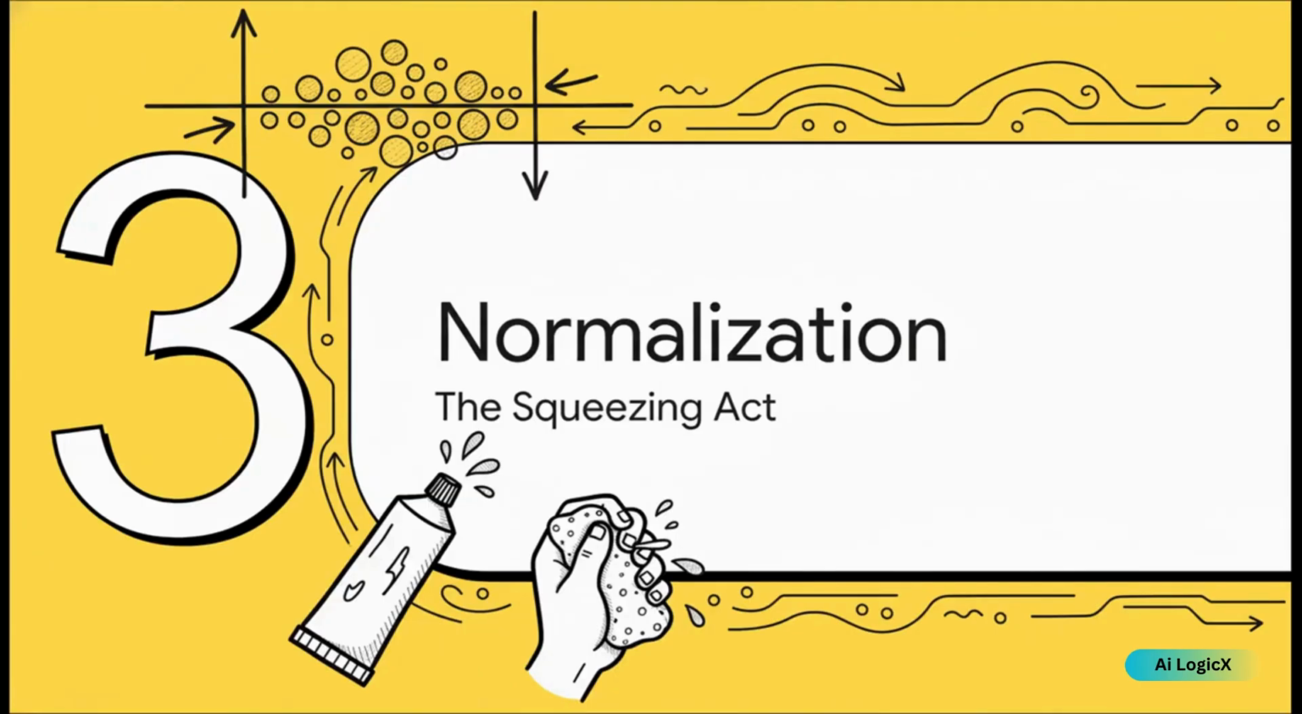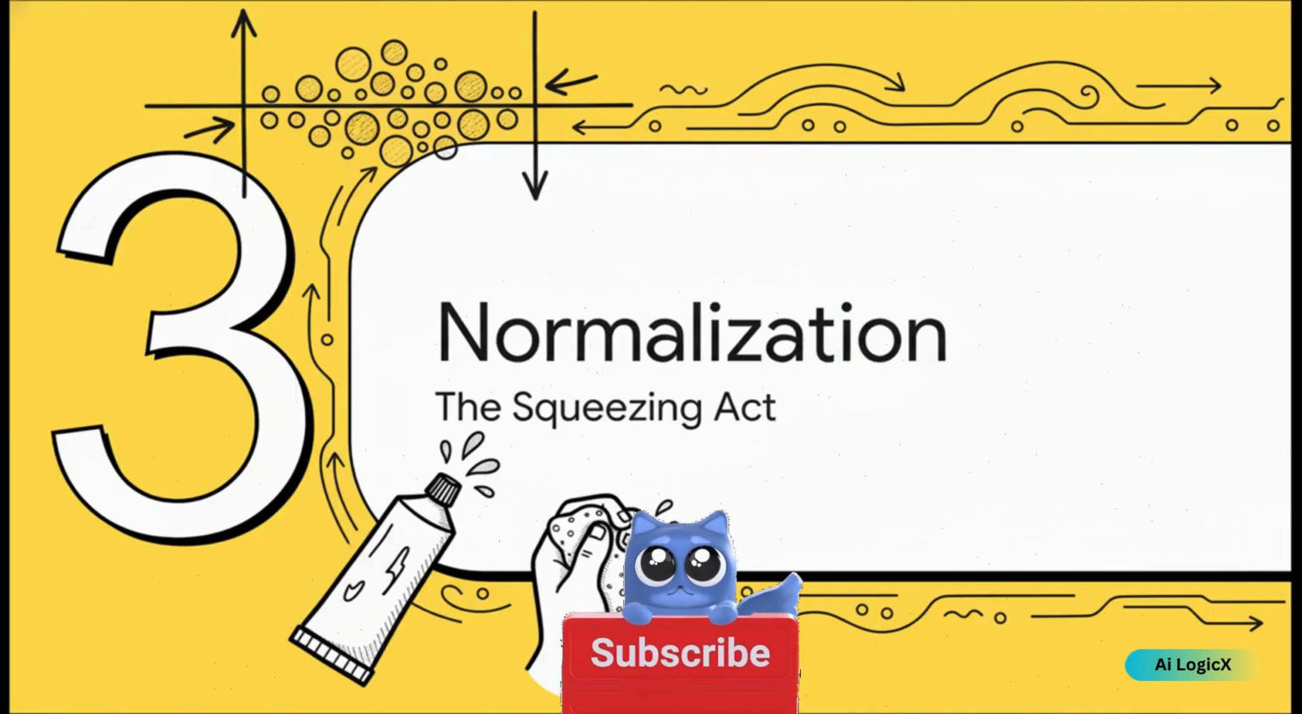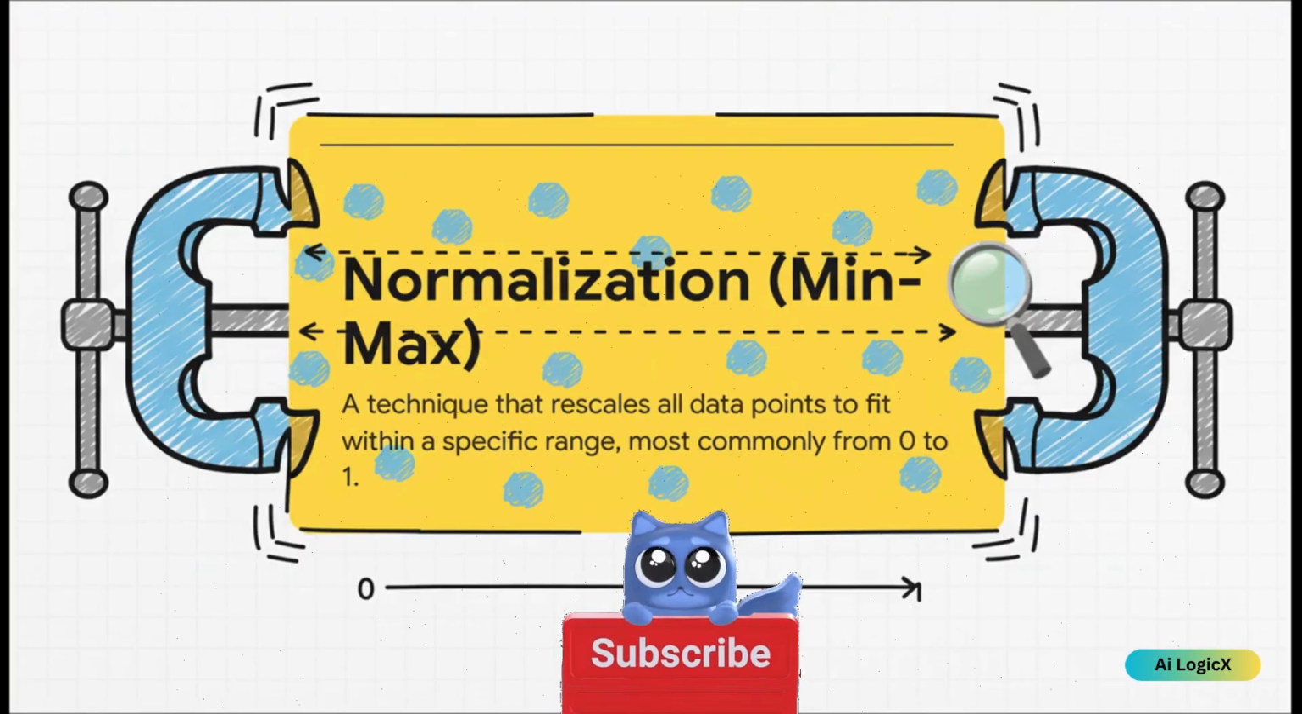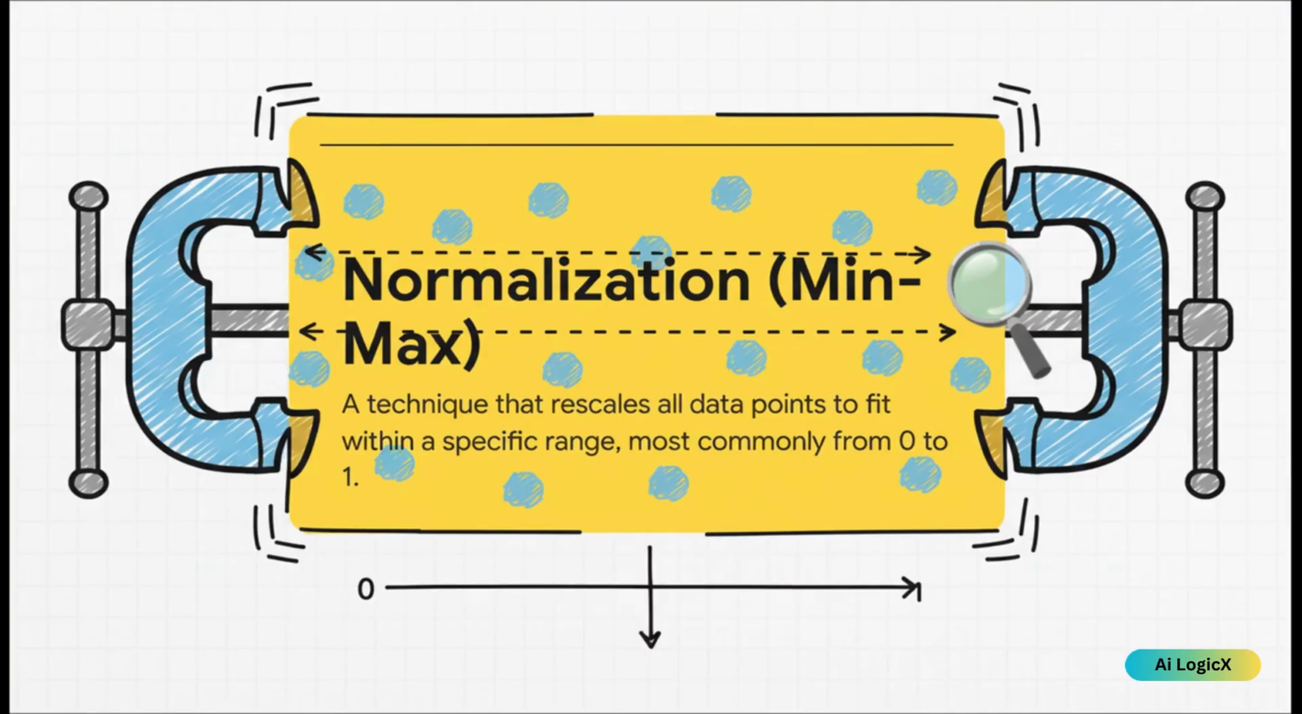All right, on to contender number 2. This one takes a totally different approach. Let's talk about normalization. Yeah, this one's a whole different animal. Forget about centering the data. Normalization is all about, well, squeezing it. The goal is to take every single data point you have and force it to live inside a very specific range, usually between 0 and 1.